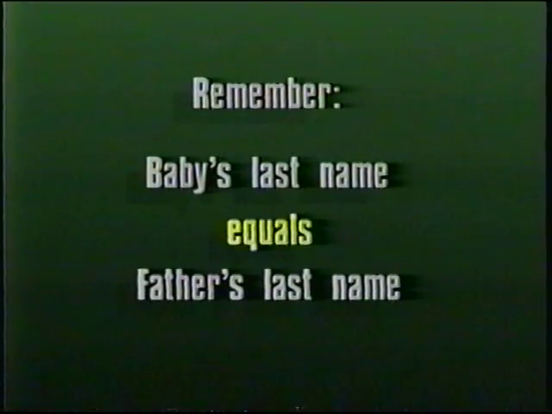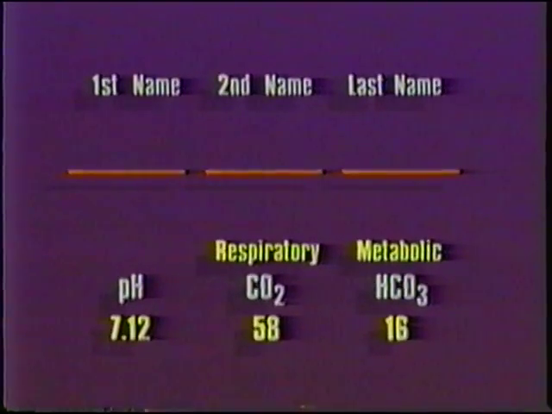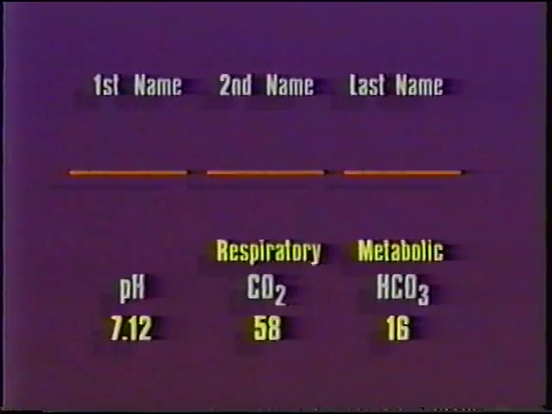See how far you've come, all these different values, but you can interpret all of them by remembering the basic rules of naming the baby. Now let's try one more that's just a little different. The pH is 7.12. Is this normal?